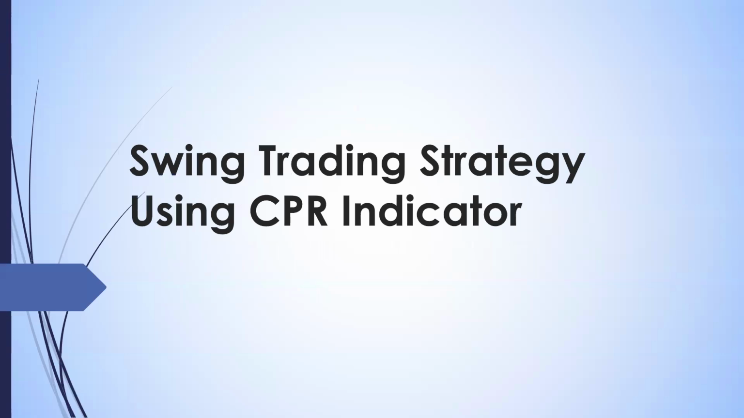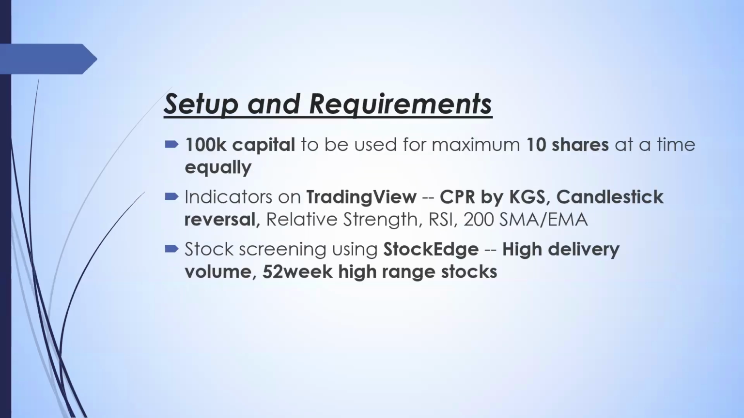So basically, I'm using a CPR indicator, which I will be discussing next. So, setup and requirements. I have around 1 lakh capital. I will be using that capital and buying approximately 10 shares, distributed equally. Like I'll buy one share worth rupees 10,000. So likewise, I'll buy 10 shares to test the strategy.